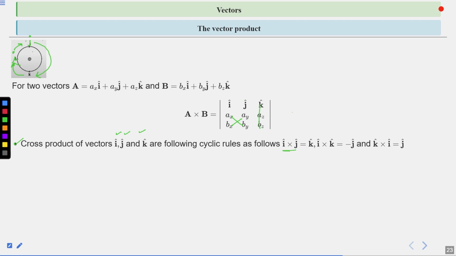I cross J is what? K cap, and I cross K is equal to minus J cap, because this is opposite. If you follow the clockwise direction, the direction is positive, and if we follow the anti-clockwise direction, it will be with negative sign. Cycle representation for unit vectors I cap, J cap and K cap.